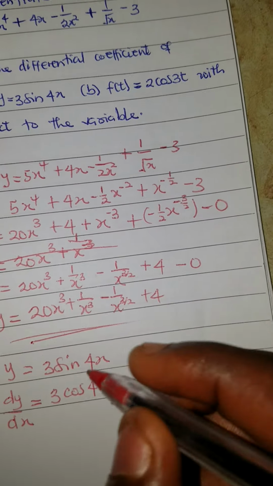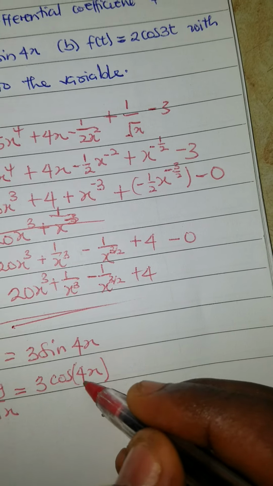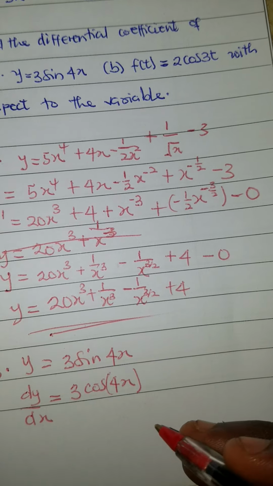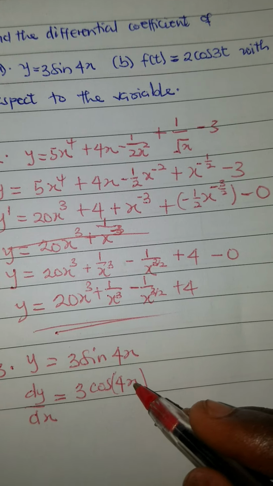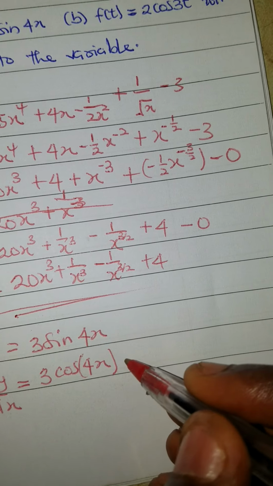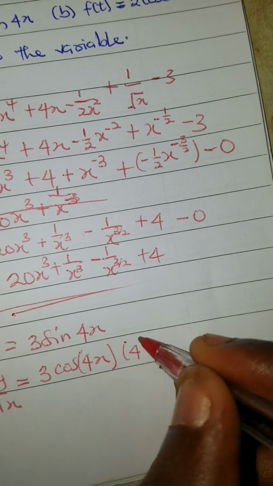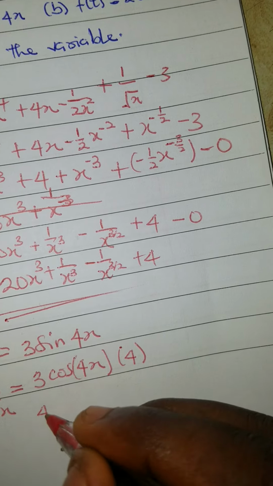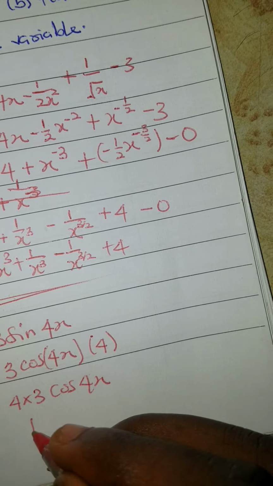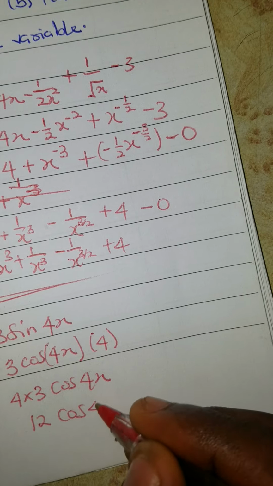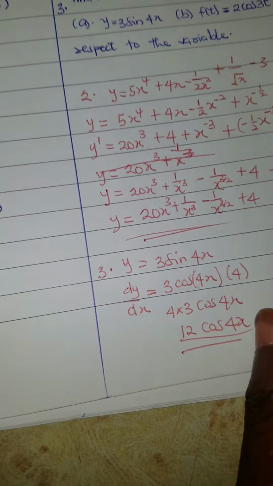But what you do is you differentiate the inner one of the cos alone, and what you get is 4. Multiply that by the whole function, so it will be 4 times 3 cos 4x, which will give us 12 cos 4x, and this gives us our answer.